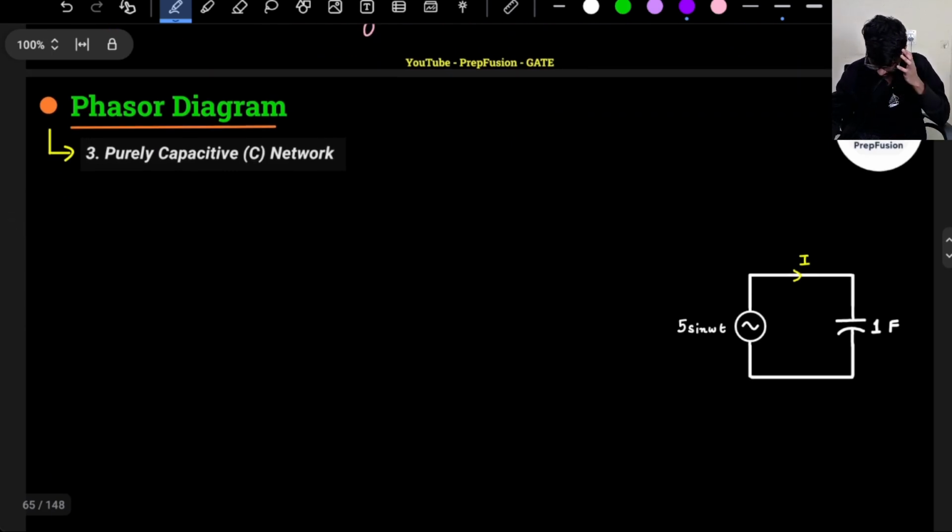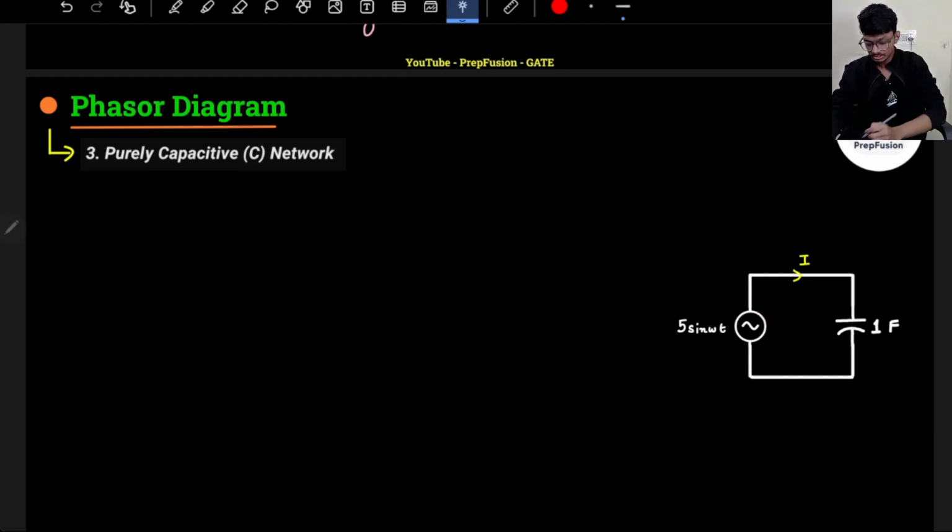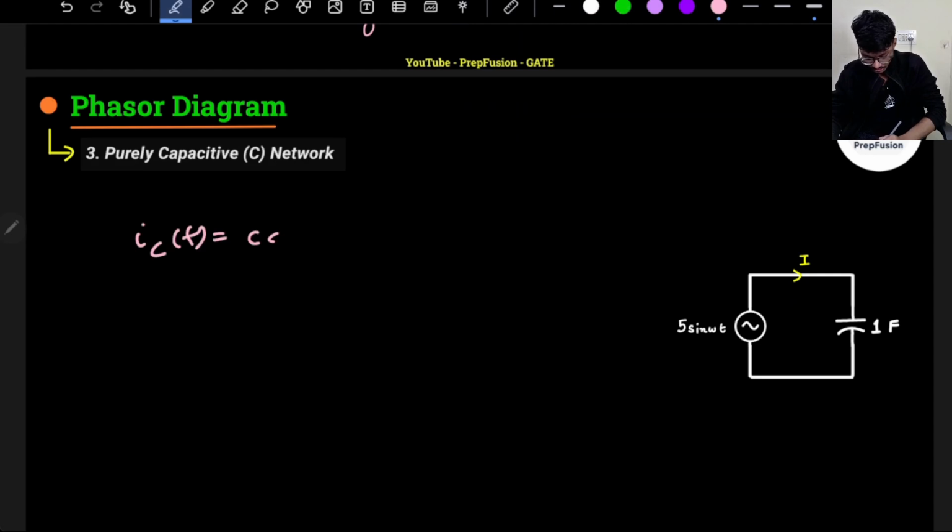So let's now discuss capacitive networks. For capacitive networks, again I am applying a voltage. Now we will do it a bit fast. I know the relationship between capacitor current and voltage, that is I_C(t) equals C dV_C(t)/dt.